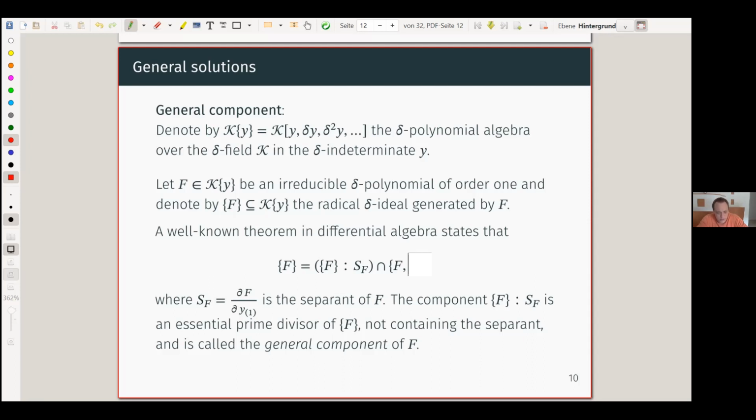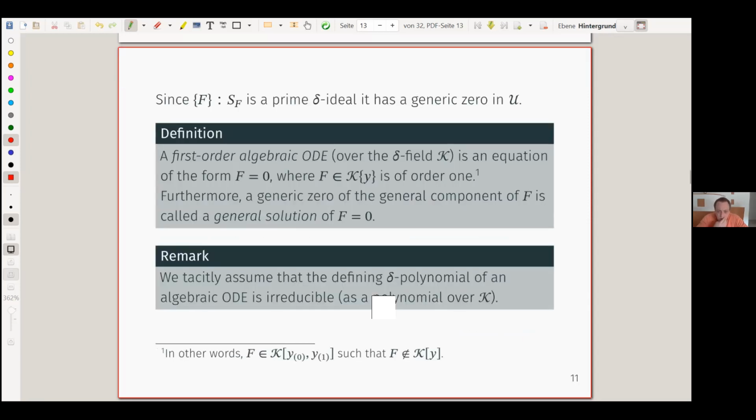which will be not of interest for me. These other components will all contain the separand, and I'll be interested just in this first component, which does not contain the separand. And this component is called the general component of F, and it is the essential prime divisor, the unique essential prime divisor that does not contain the separand. And we'll use this prime differential ideal to define what the general solution of an AODE is. And since it's prime, it will have a generic zero in my universal differential field U.